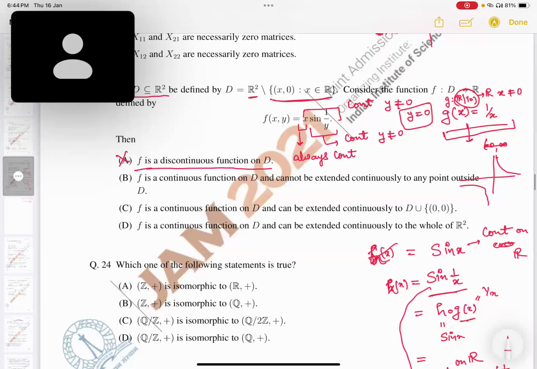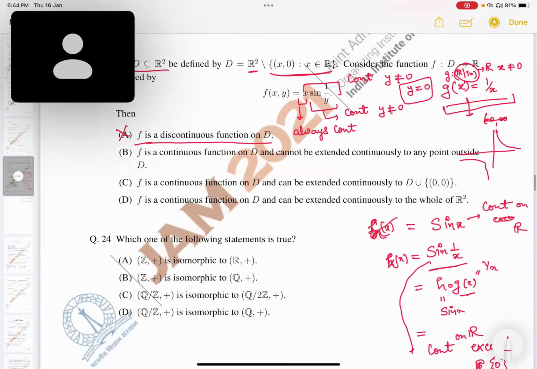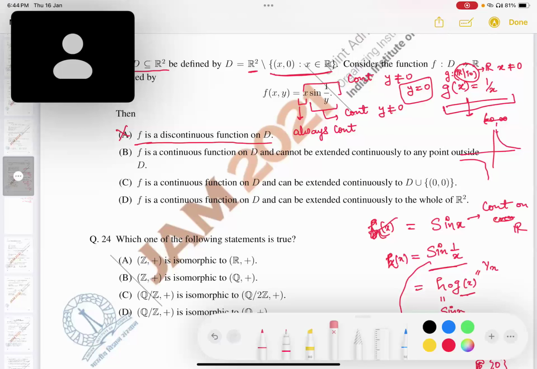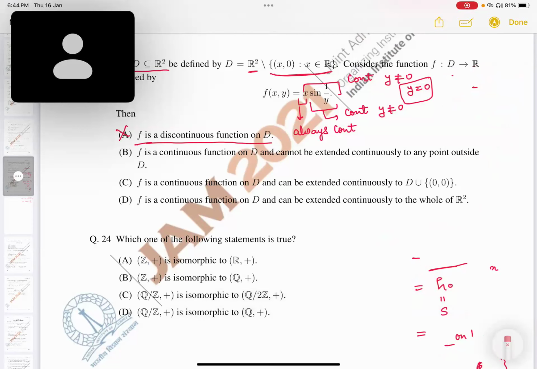Are you following me? Yes, sir. Okay. So let's see the second part. So I can erase this part. So first read the second part, second option. Then we will give it a try.